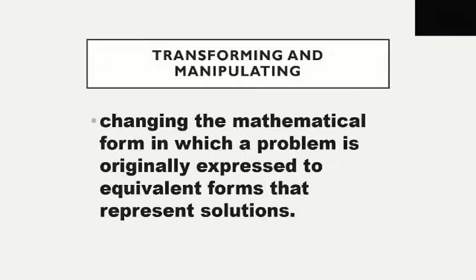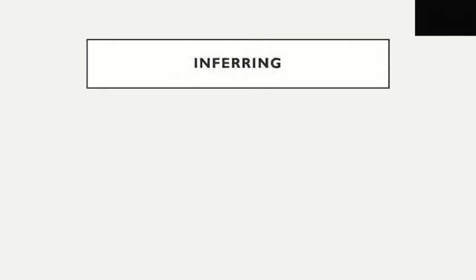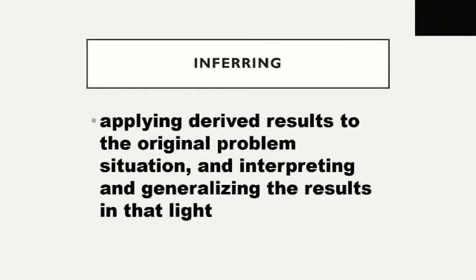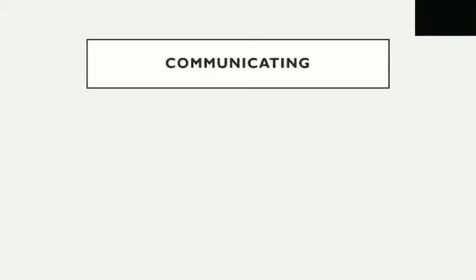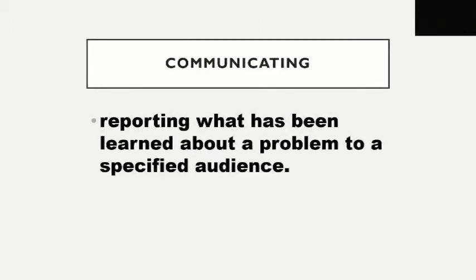Transforming and manipulating is changing the mathematical form in which a problem is originally expressed to equivalent forms that represent solutions. Inferring is applying derived results to the original problem situation, and interpreting and generalizing the results in that light. Communicating is reporting what has been learned about a problem to a specific audience.